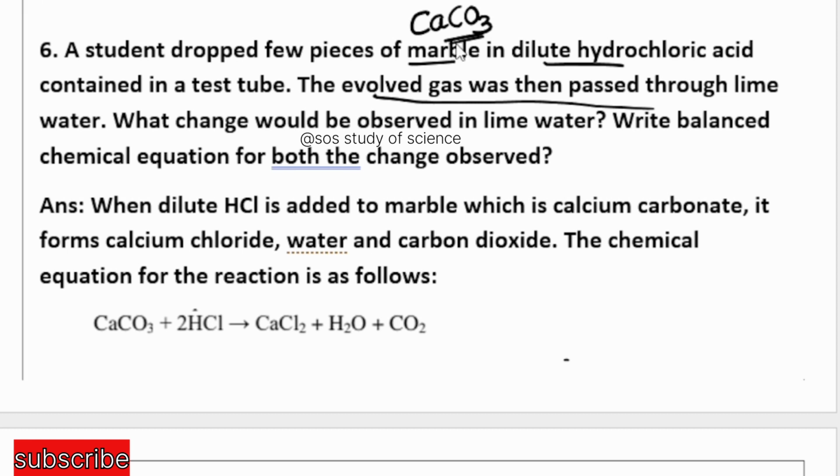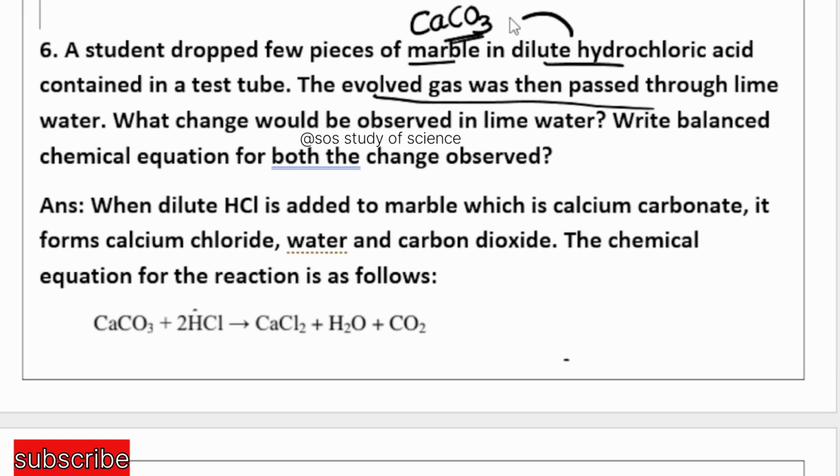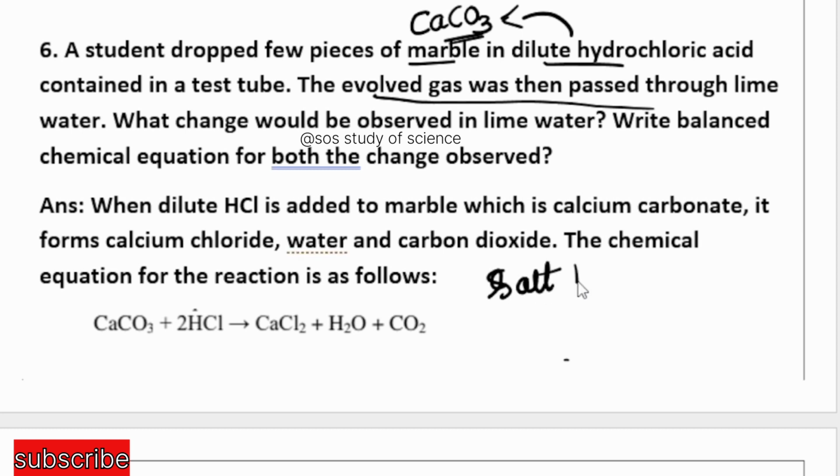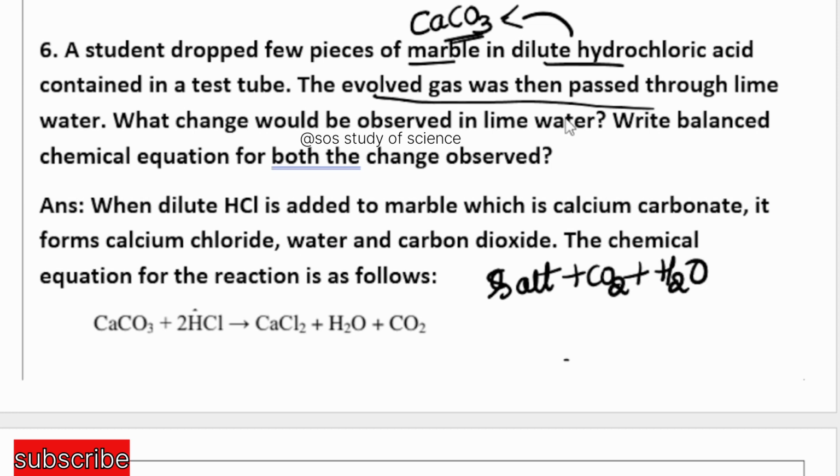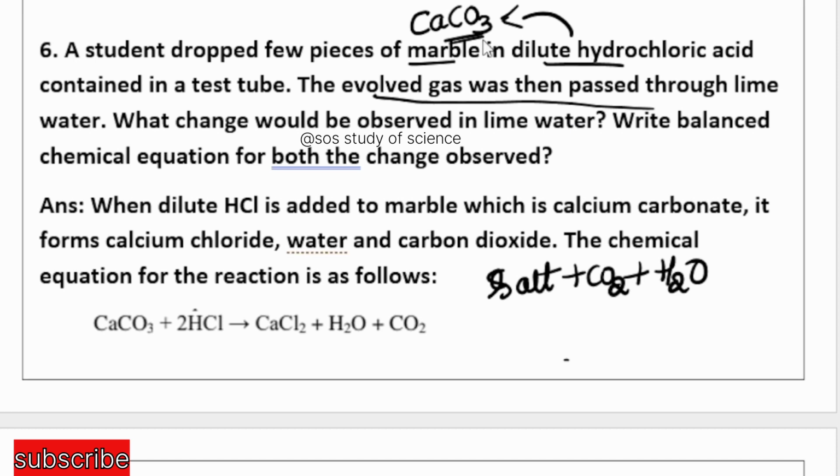When I add acid to a metal carbonate, what do I get? See, you know the general equation. When we add acid to a metal carbonate, we always get a salt. There is a formation of salt along with carbon dioxide and water. This is the basic product which is formed whenever we add acid to a metal carbonate, my dear students.